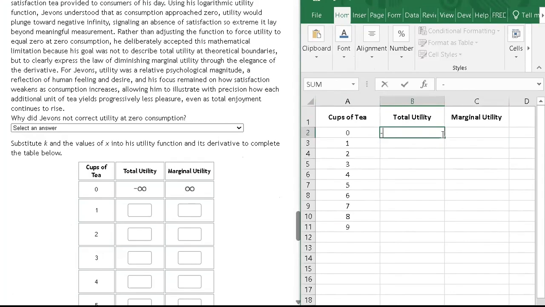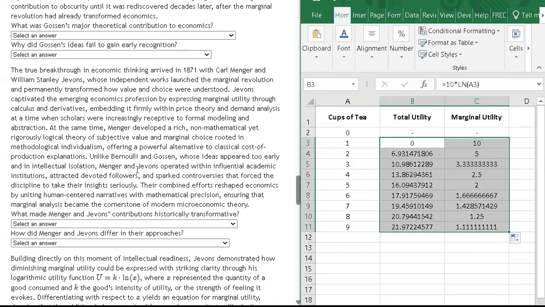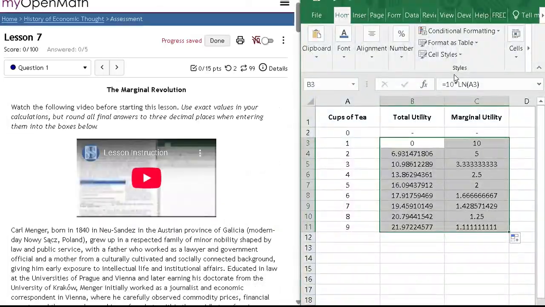We're not going to calculate these two, but we can calculate total utility and marginal utility for cups of tea from 1 to 9. And it was, for me, 10 times the natural log of x, in this case 1. I'm going to press enter, and then 10, my constant, divided by 1. Then I'm going to drag these down, and I need how many decimal places? 3 decimal places.